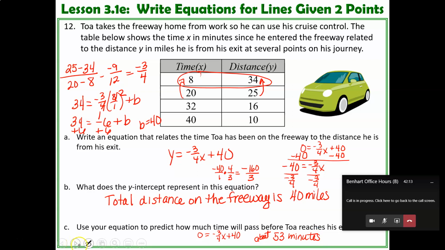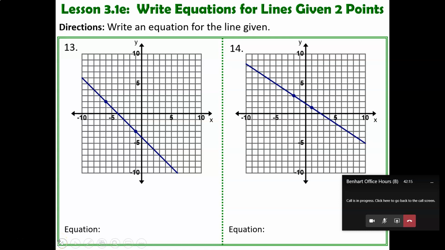All right, the next one, let's see. Write an equation for the line given. All righty. So let's just look at this one. This has a nice y-intercept, right? So my b is -4. This also has a nice slope of 1 over 1 down. So my slope is -1. So my equation is y equals -x minus 4.